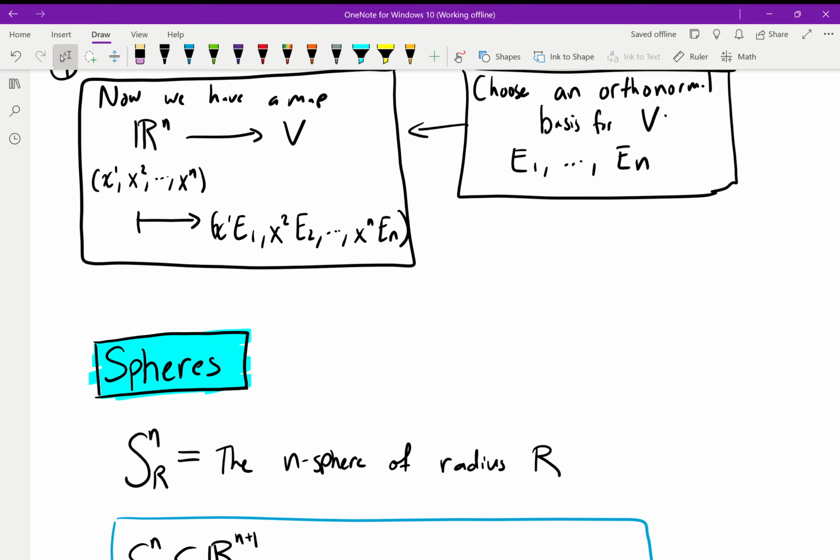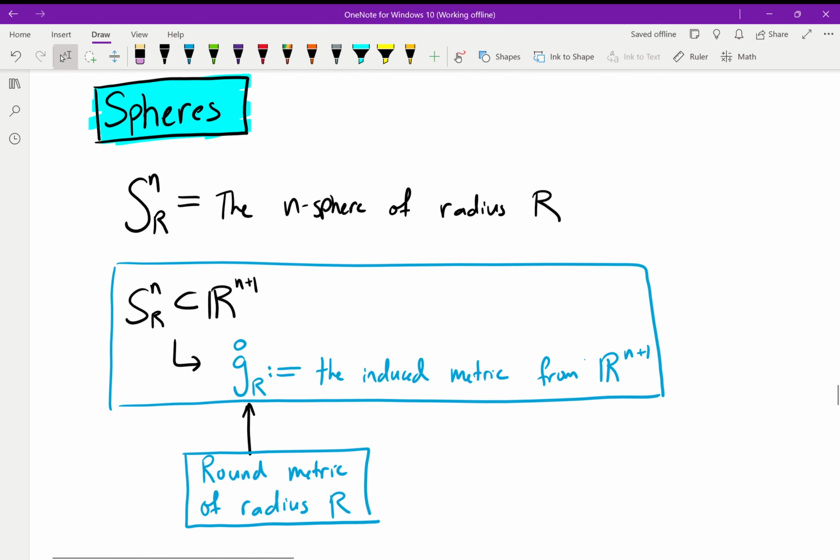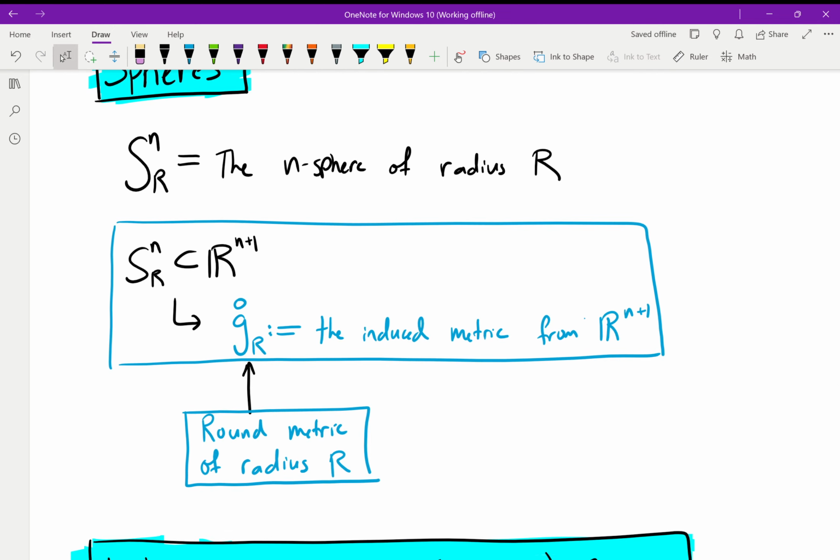So now we can talk about a more interesting example, the sphere. Quick note on notation, I'll be using S^n_r to denote the n-sphere of radius r. This, of course, lives inside R^(n+1), so a natural way to define a metric on S^n would be to do the induced metric. You take the inclusion map of S^n into R^(n+1), take the pullback. Yay. This is what we call the round metric of radius r. I don't know why they don't call it the sphere metric. I mean, it's already there. Anyways.